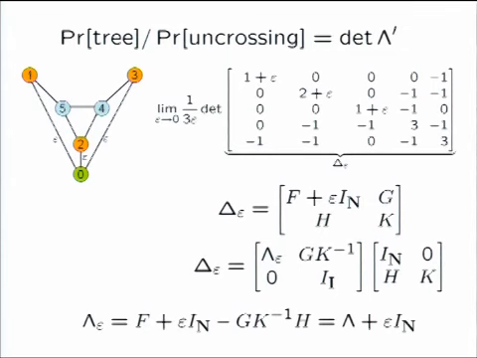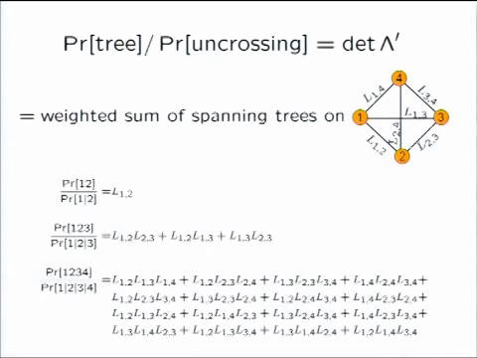Okay, so with that motivation, let's take a look at what the determinant of lambda prime is. If we look at this graph, this is electrically equivalent to the original graph. So if you take these L's and you take a complete graph, take every edge and weight it by L of the two endpoints, this has the same response matrix as the original graph.